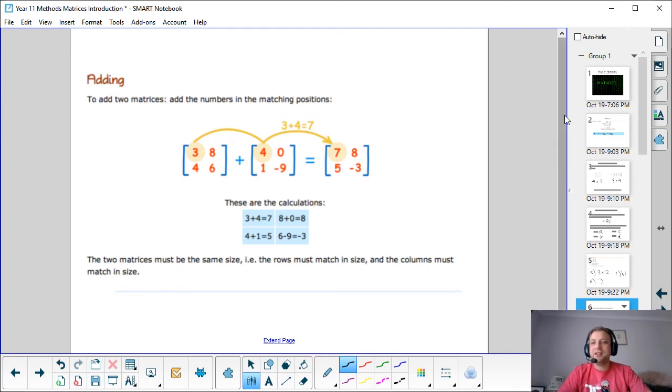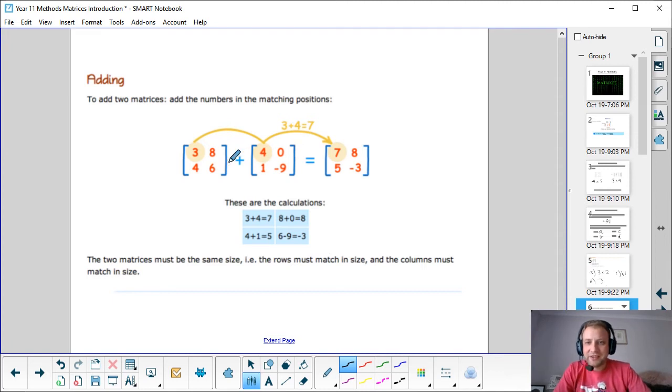So with adding, basically, we just have to add the numbers that are in the same spot from one matrix to the other. What that means is if I want to add two matrices together, they have to be the same size, or they need to have the same order. You have to have the same amount of rows and the same amount of columns. Otherwise, you won't have matching things in matching spots to add together.